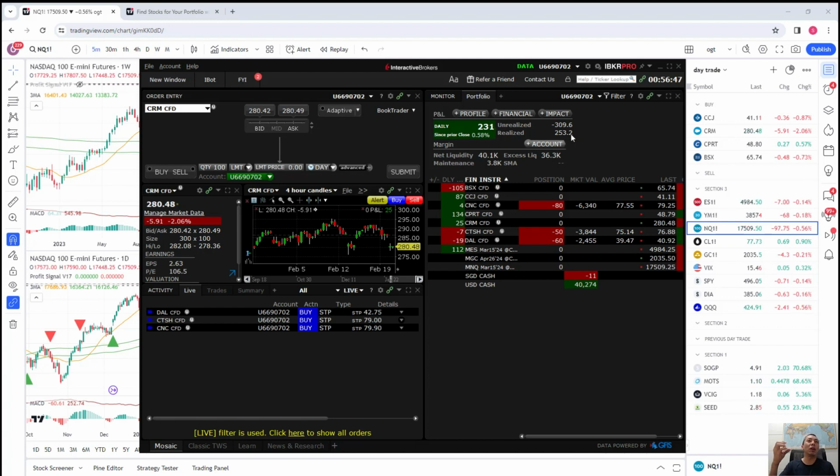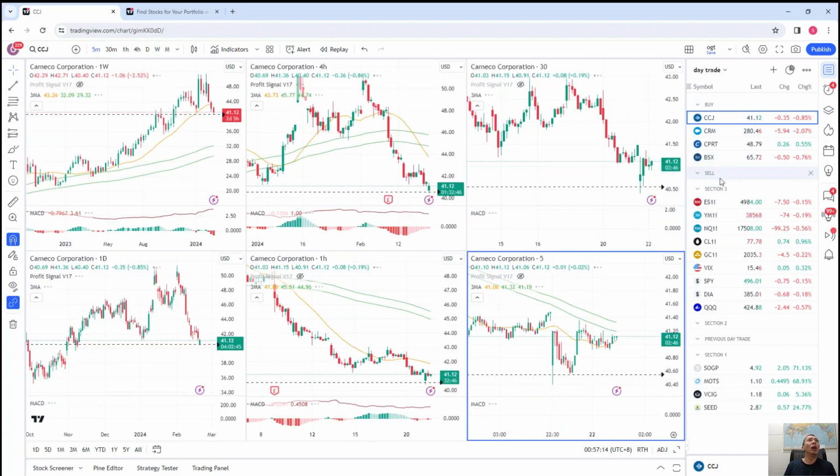Considering that I used about $100 risk for each trade, and like what you see here, this loss was about $105. So thereabout, and overall I have $253 profit, which is pretty good. Let's take a look at the selection here.